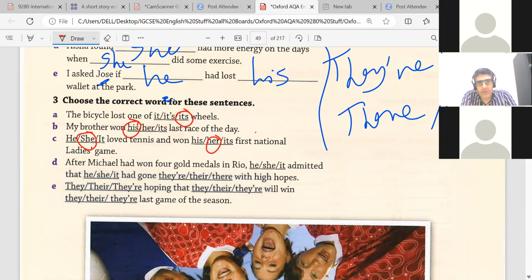After Michael had won 4 gold medals in Rio, he admitted that he had gone there with high hopes. The third one, there. Perfect. There, this one, here, place. With high hopes. Perfect, Khalid. Akram, the last one.